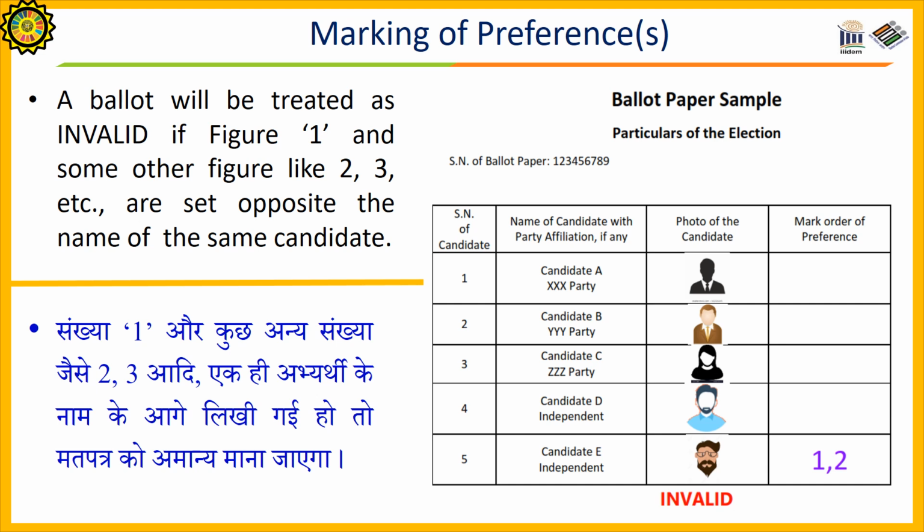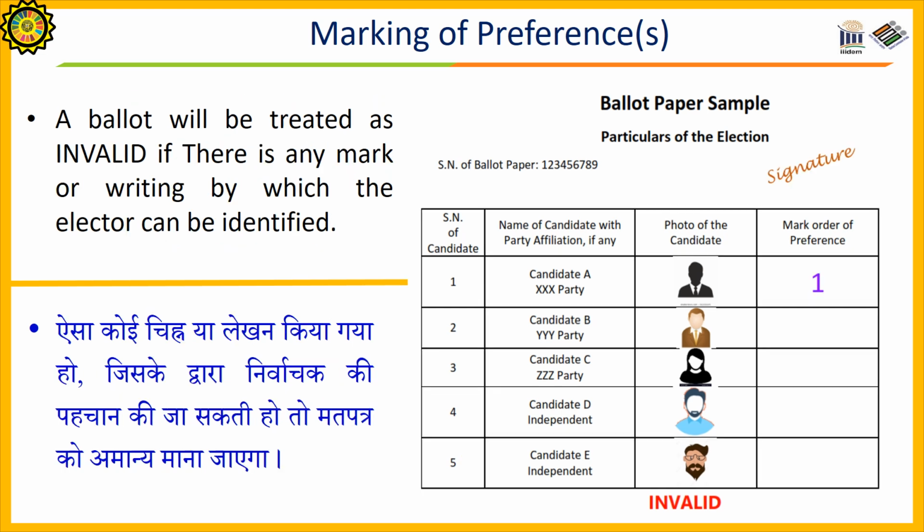A ballot will be treated as invalid if figure 1 and some other figure like 2, 3, etc. are set opposite the name of the same candidate. A ballot will be treated as invalid if there is any mark or writing by which the elector can be identified.